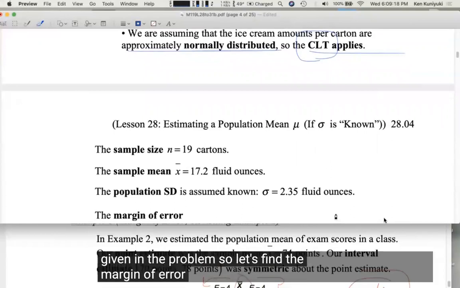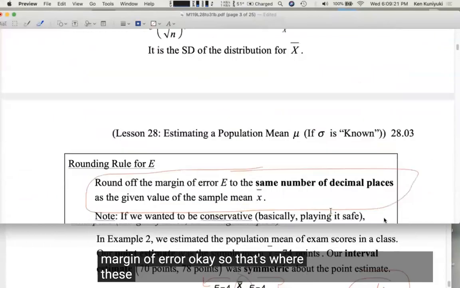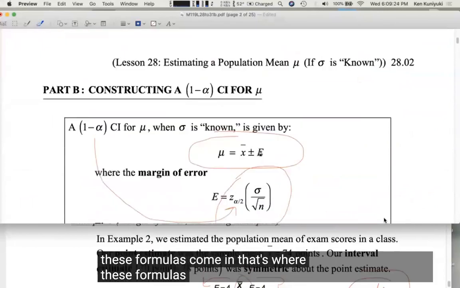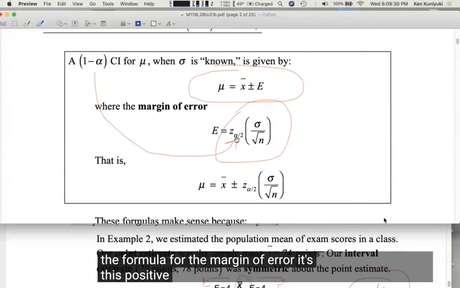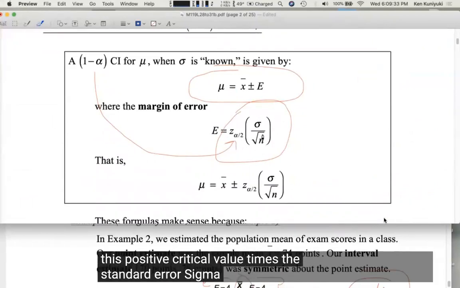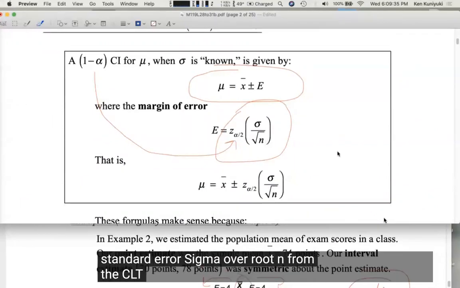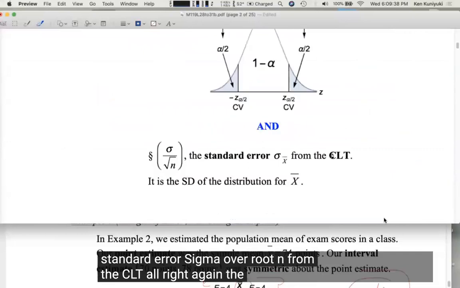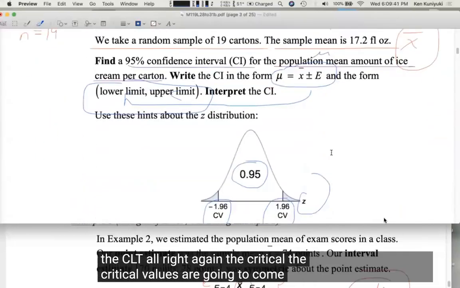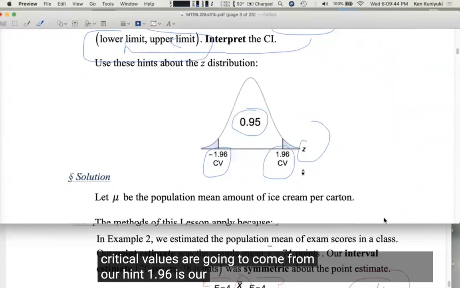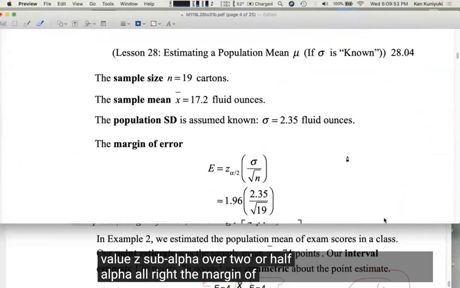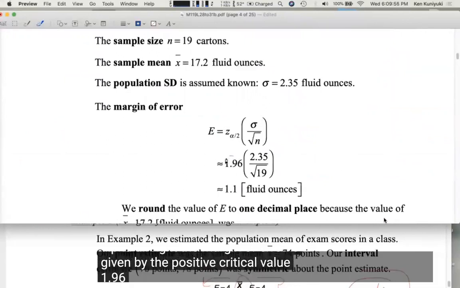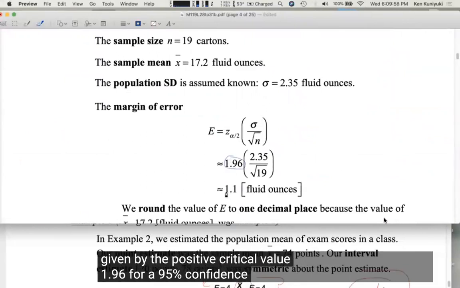So let's find the margin of error. Okay, so that's where these formulas come in. And I'll give these formulas on an exam. Okay, here's the formula for the margin of error. It's this positive critical value times the standard error, sigma over root n, from the CLT. All right. Again, the critical values are going to come from our hint. 1.96 is our positive critical value, z sub alpha over 2, or half alpha. The margin of error is given by the positive critical value, 1.96, for a 95% confidence interval.